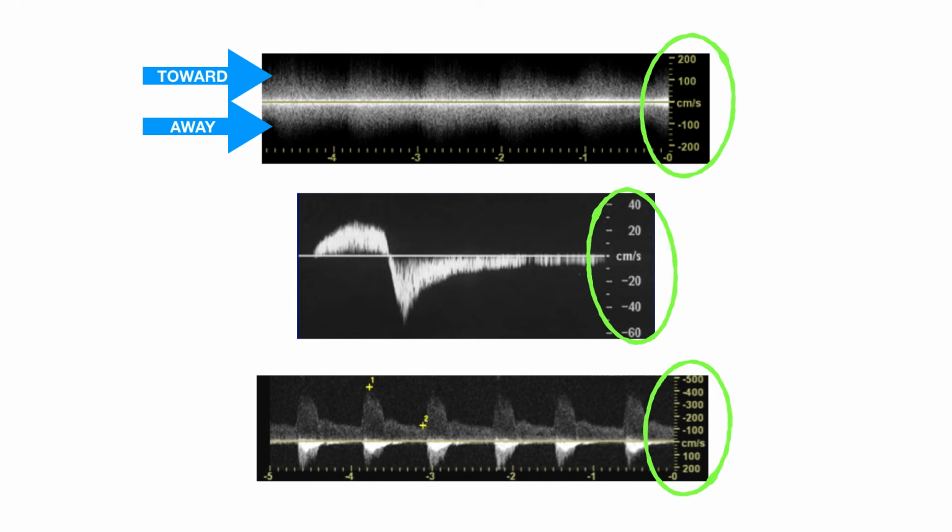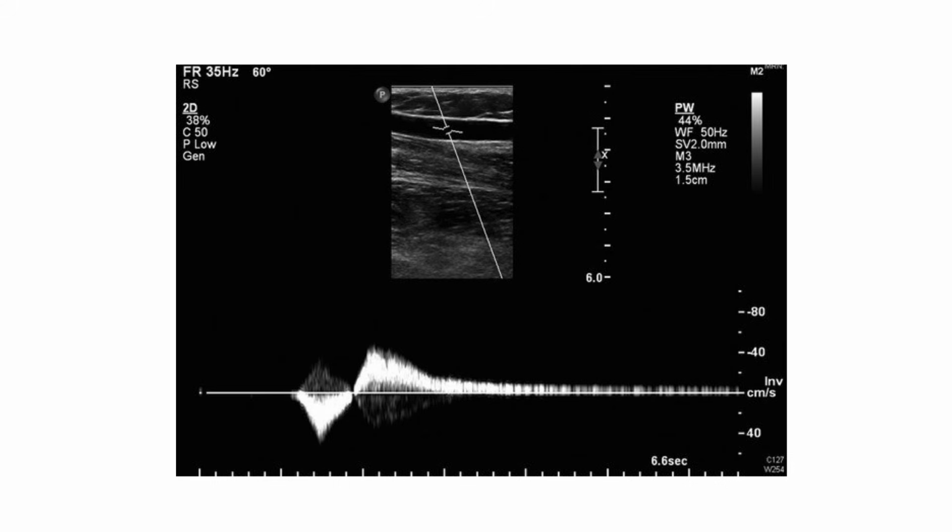Same thing here. Positive numbers are on top this time. That flow's going towards. Negative numbers on the bottom. That flow's going away. And now we have the negative numbers on the top. It doesn't matter, top or bottom. Negative is away, and positive is towards. So now that we know that positive numbers are towards and negative numbers mean away from our transducer, where's our transducer? We don't have the color box to figure that out.